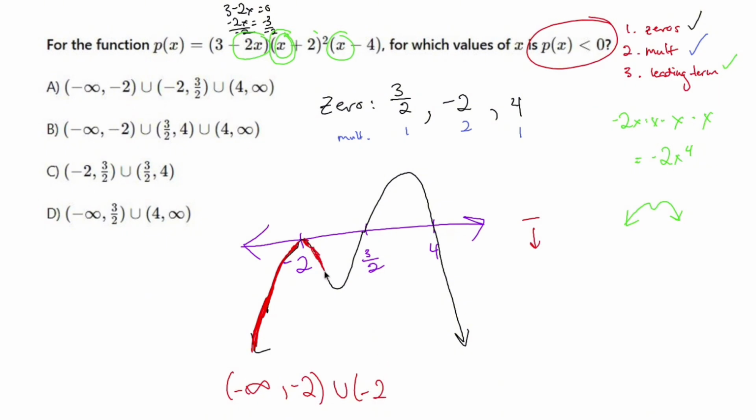So from negative 2 to positive 3 over 2, I'm negative again, right? And then the moment I hit 3 over 2, I'm no longer negative, I'm 0. Now I'm positive, now I'm positive, now I'm positive, but once I hit 4, I'm negative again. And it's going to stay that way forever. So from 4 on is going to be negative. So I go from negative infinity to negative 2, union, negative 2 to 3 over 2, union, 4 to infinity. A is going to be my guy.